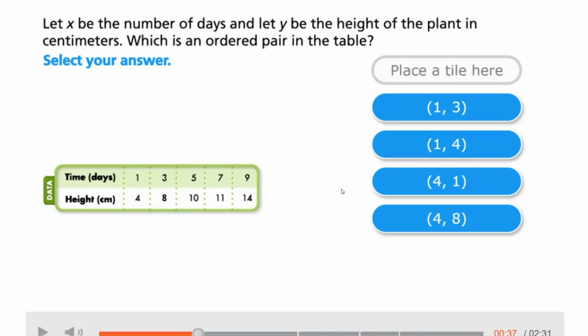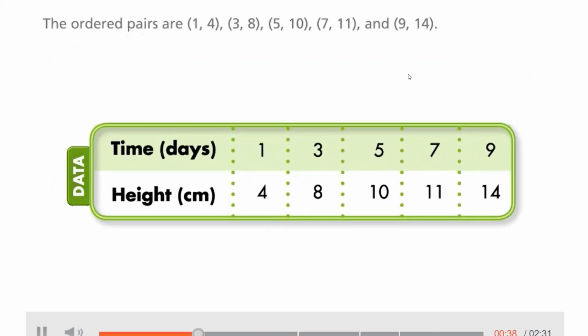Select your answer. Okay, so since they told us that the x coordinates are going to be the time and the y coordinates are going to be the height, you're going to look at your numbers in this order: 1, 4, 3, 8, and so on. So the ordered pair we're going to select, we can either select 1, 4, 3, 8, 5, 10, 7, 11, or 9, 14. Now the only one of those that is available in these options is 1, 4. The ordered pairs are 1, 4, 3, 8, 5, 10, 7, 11, and 9, 14.